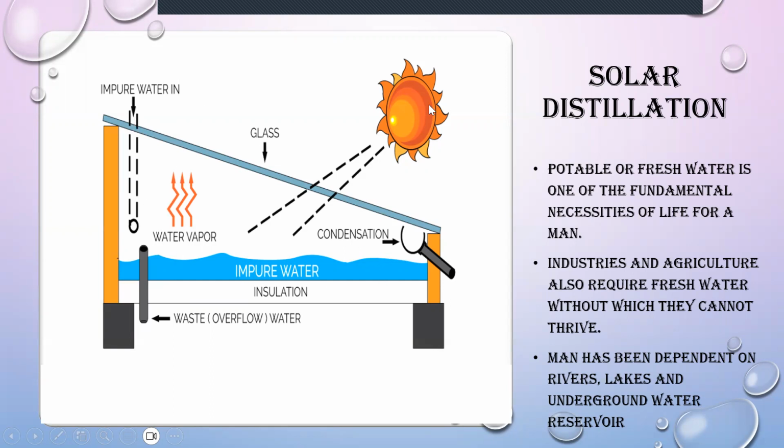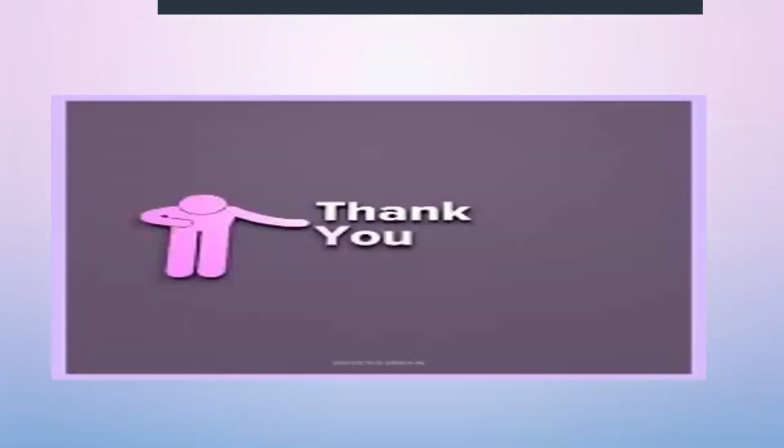So you have impure water, sunlight passes through, and because of that the water gets heated and forms water vapor, which is again condensed and collected in a glass tube. So this is nothing but water distillation.